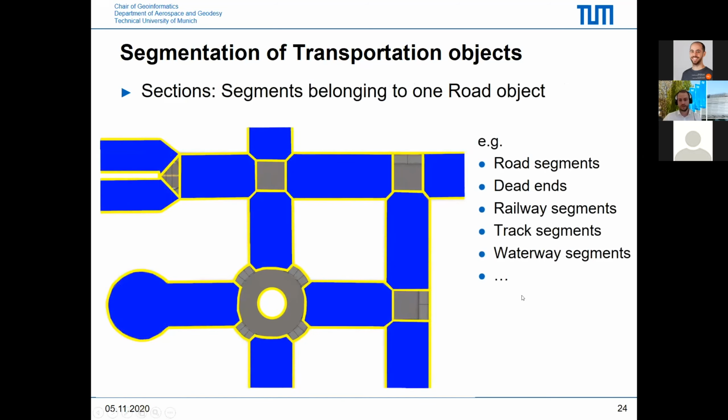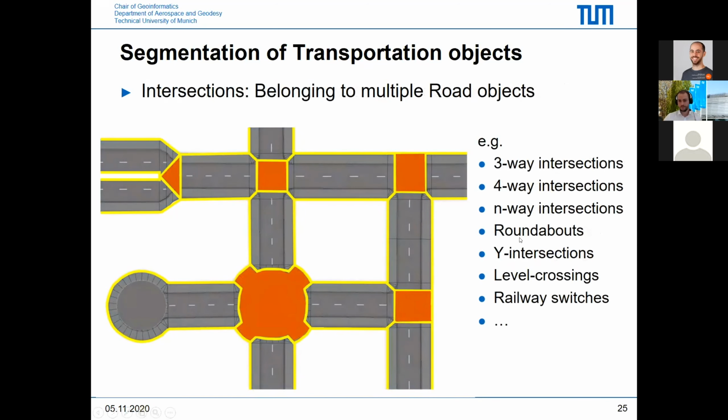So you can see in this example, highlighted in blue, that sections are objects that belong clearly to one road. This can be a road segment, for example, a dead end like this. But this also applies for railway or track or waterway segments. The counterpart to this are intersections, now highlighted in orange. And these are objects that are belonging to multiple roads at the same time. For example, a three-way intersection, a four-way intersection, but also roundabouts and so on. And this concept can also be used for modeling level crossings, so an intersection of a road and a railway, for example.